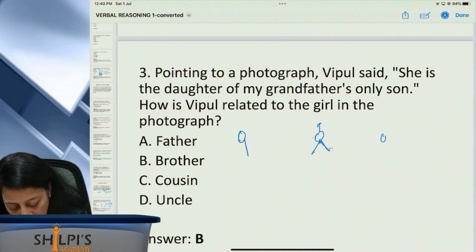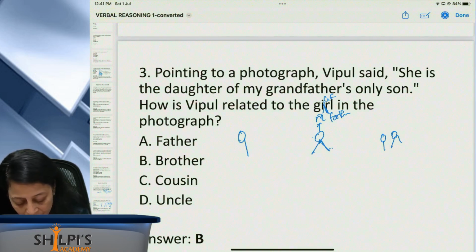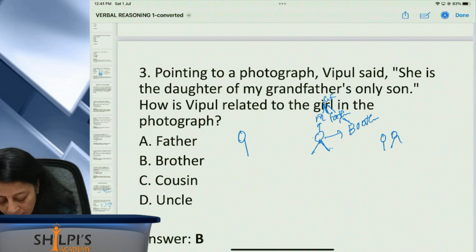For this person, whether it is a boy or a girl, we do not know. That girl is the daughter of my grandfather's only son. So here comes a mother and a father, then your grandfather. This is the father, the grandfather's only son. How is Vipul related to that girl? They both are siblings, so both have the same family. Got it, students?